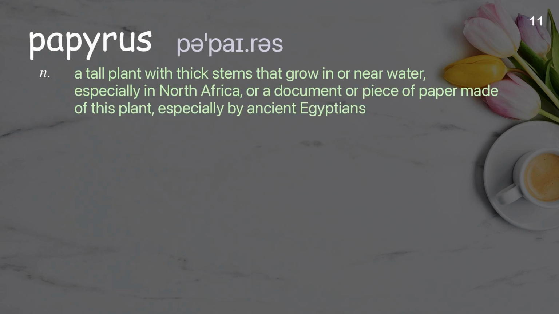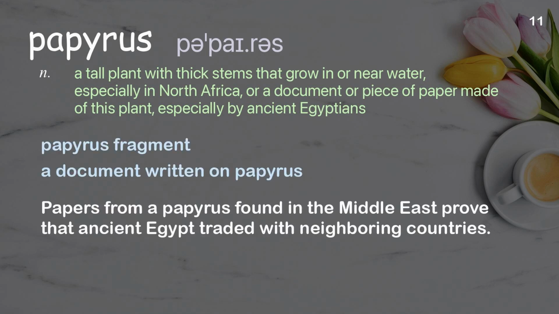Papyrus. A tall plant with thick stems that grow in or near water, especially in North Africa, or a document or piece of paper made of this plant, especially by ancient Egyptians. Examples: papyrus fragment, a document written on papyrus. Papers from a papyrus found in the Middle East prove that ancient Egypt traded with neighboring countries.